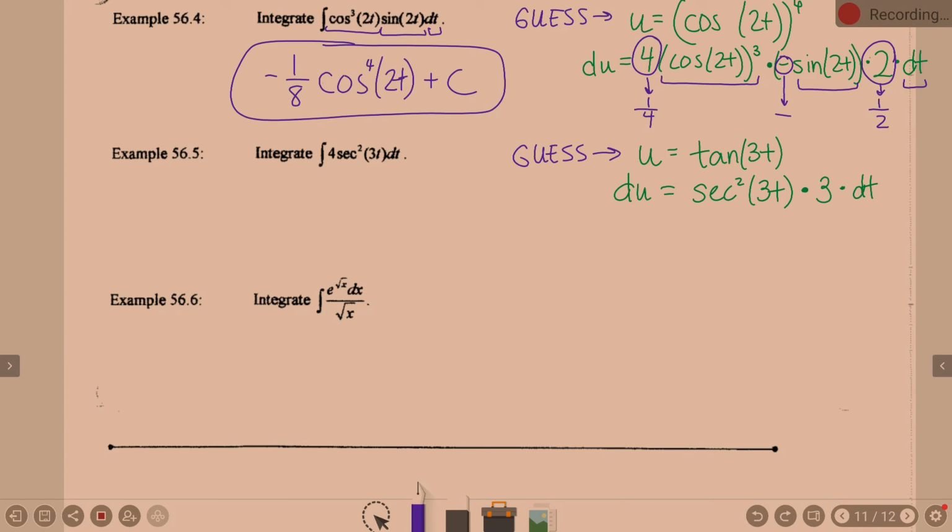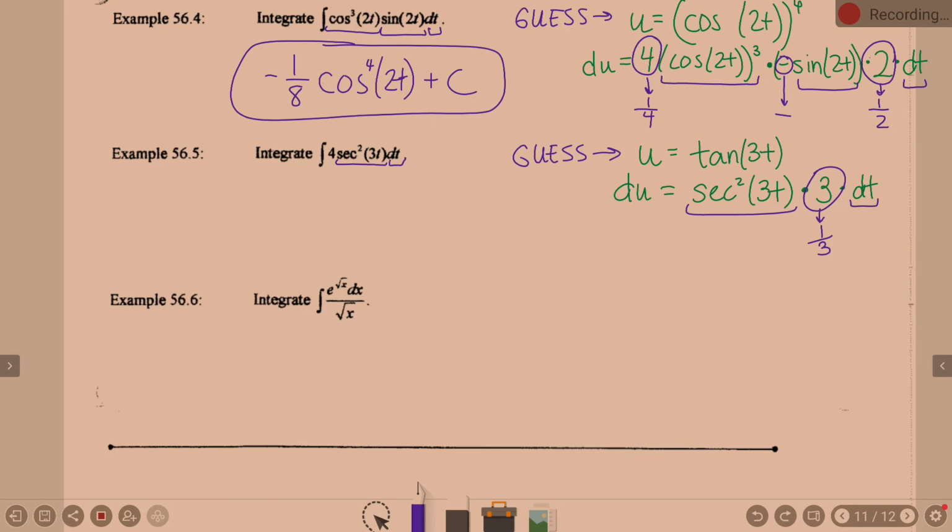Well, what do we have going on here? There's a 3 in the thing, and there's a 4 in that. So secant squared 3t matches up with secant squared 3t. dt matches up with dt. Okay, so this one has a slight difference, doesn't it? We still have a 3 that didn't match up. And so how do you compensate for a 3? You're going to have a factor of 1/3.